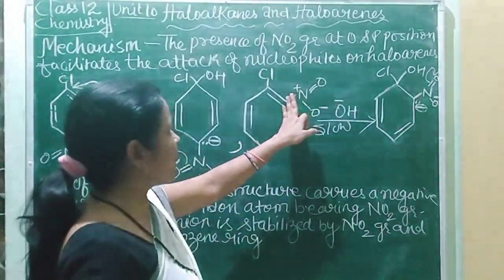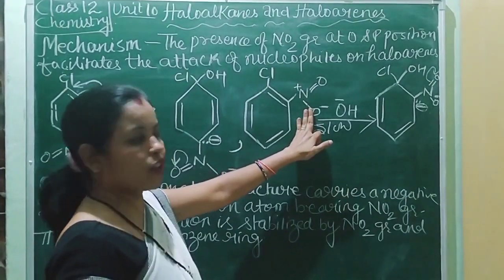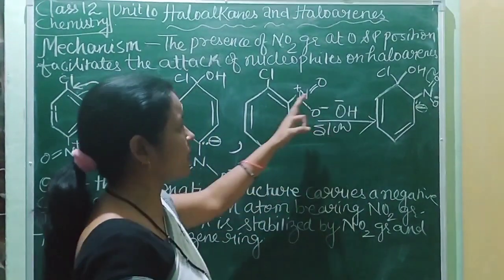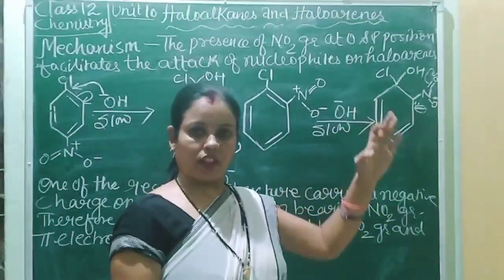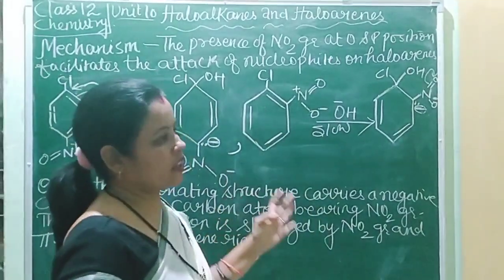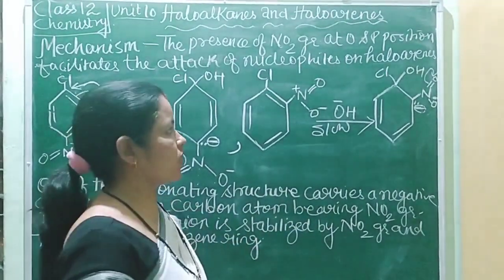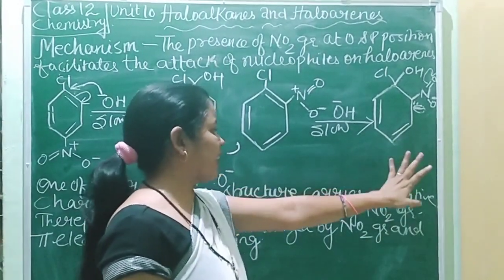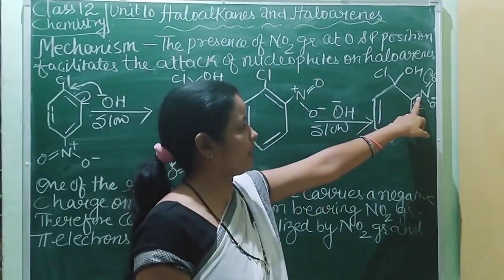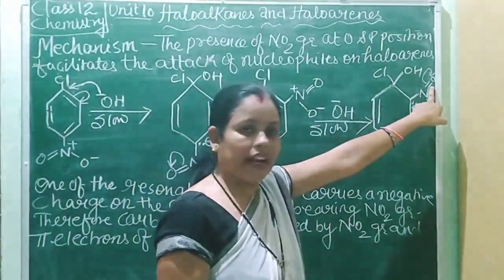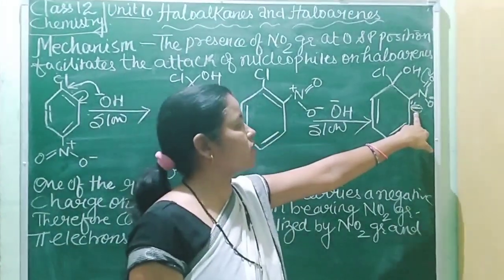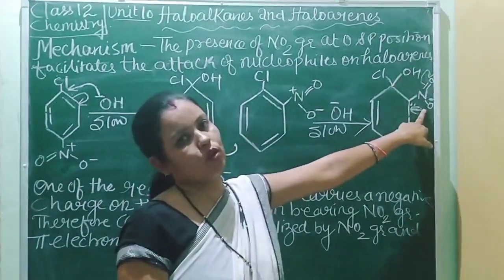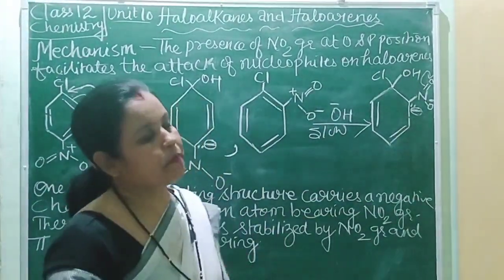Similarly, when the nitro group is introduced at ortho position, this is the nitro group, this is the nucleophile. When it attacks, the carbanion is formed which is stabilized by resonance, and we will get 4 resonating structures. Out of 4, one carries a negative charge on that carbon atom which carries the nitro group, and this negative charge or carbanion is stabilized by this nitro group and the pi electrons of the benzene.